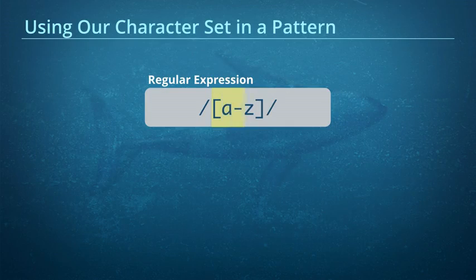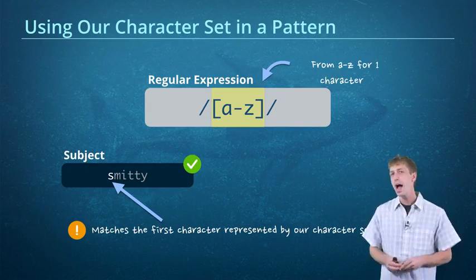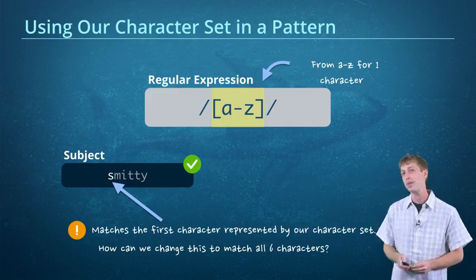Back to our original example. We can use our character set with the range within to match the first character of Smitty, and we get the S. So how about matching the rest of the characters of Smitty?